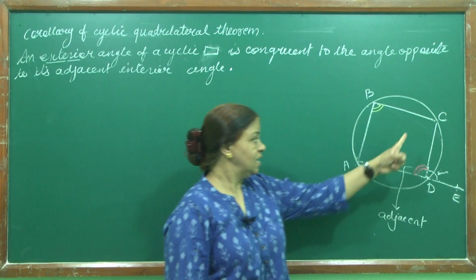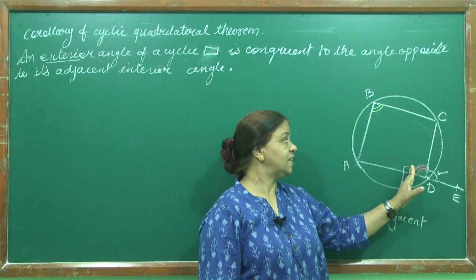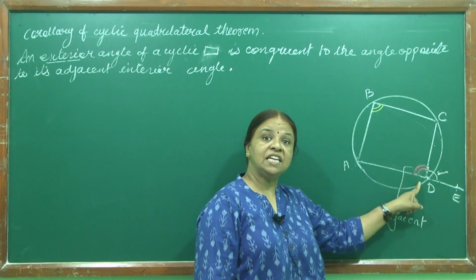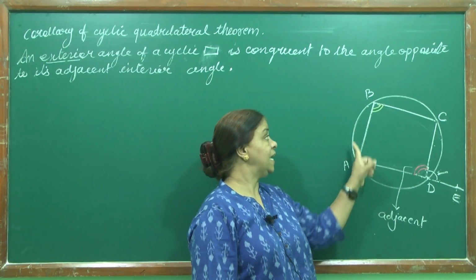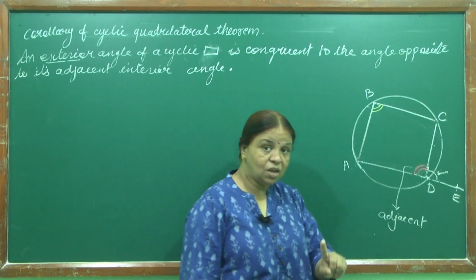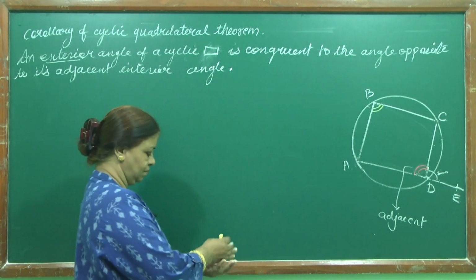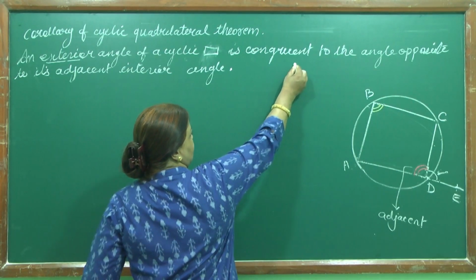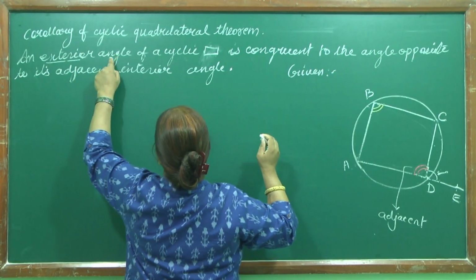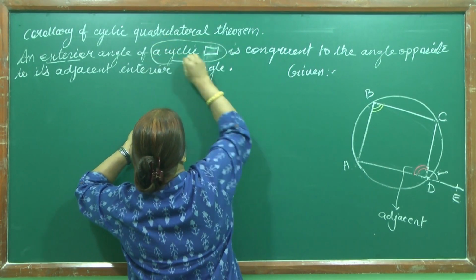Again I repeat, say children, angle CDE is an exterior angle. Adjacent to the exterior angle is CDA, and opposite to CDA is angle ABC. So we want to prove that angle ABC is equal to angle CDE. Let us write what is given. Given is the exterior angle of a cyclic quadrilateral. So this is the thing which is given.